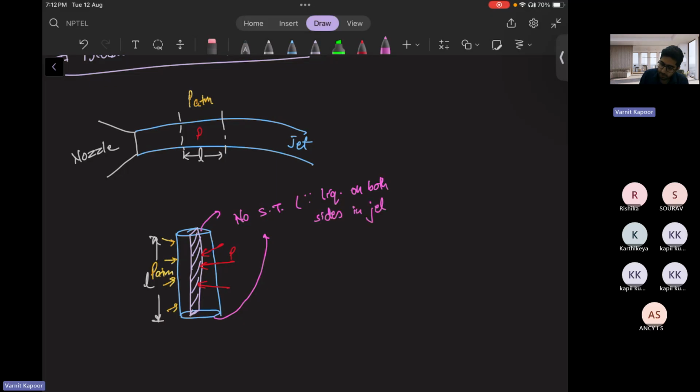In a jet, there is no surface tension inside. Now we will see the half section of this jet, as we did for the liquid drop. So the half section of the jet looks like this. This is your half section, which looks like this to you.